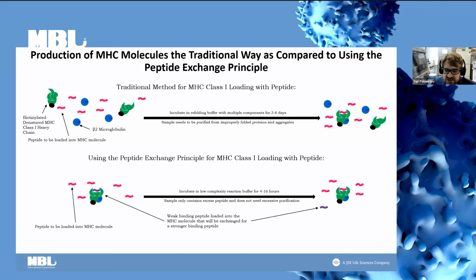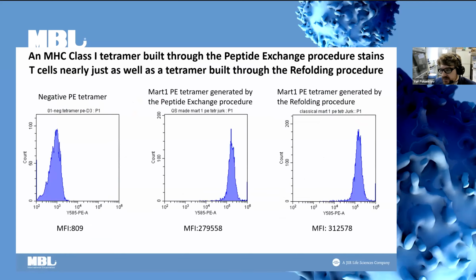We have developed a system that could utilize this ability of MHC molecules to exchange peptides, allowing our customers to create as much tetramer as they need, loaded with whatever fitting peptide they desire within hours as opposed to weeks. This way, you just have to wait for your peptide to be synthesized, and once you have it, your tetramer can be ready to stain cells in less than a day.